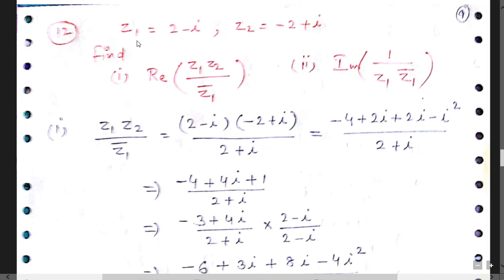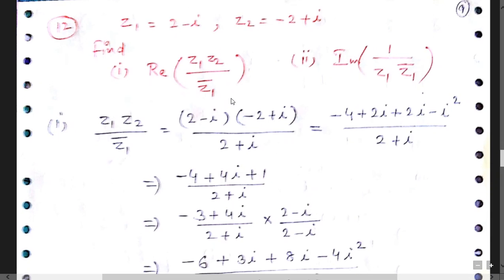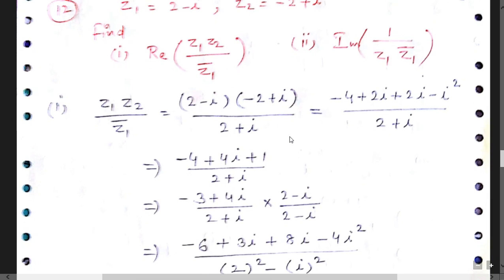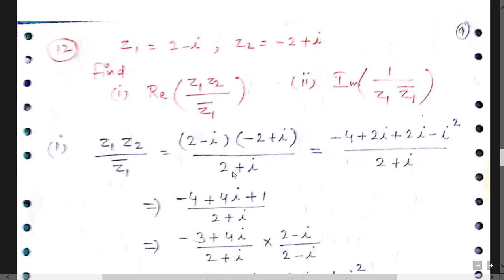Question number 12. Z1 is given to you 2 minus iota and Z2 is minus 2 plus iota. You have to calculate the real value of this item and this item. Now what is the meaning of Z1 bar? Simply change iota into minus iota when bar is there. Z1 Z2, simply 2 minus iota into minus 2 plus iota. Z1 bar can be written as 2 plus iota because Z1 is 2 minus iota.